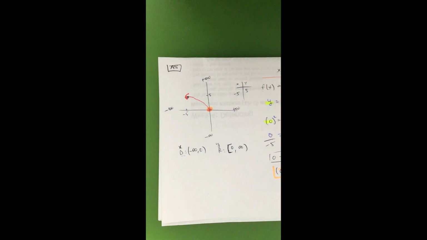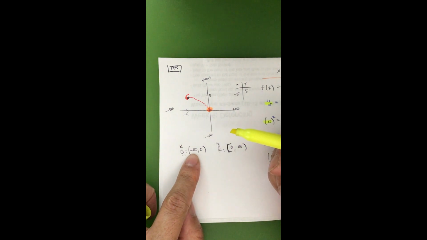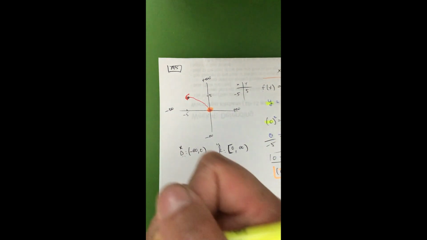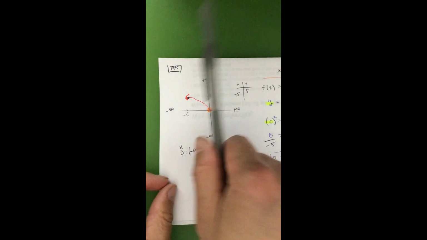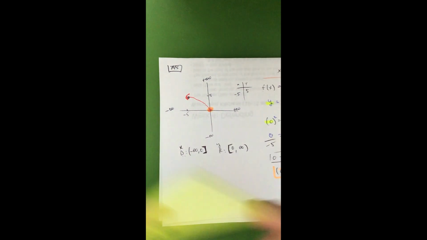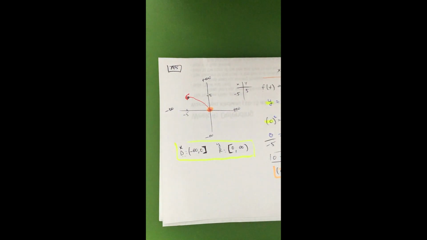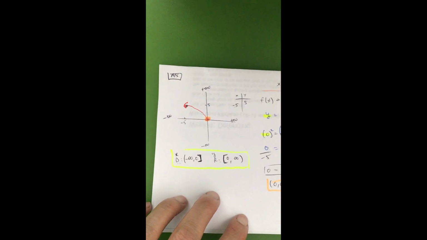So for A5, here is our domain. That should have been a bracket. Good thing I checked. Remember, that's a closed circle. And the range, there it is.